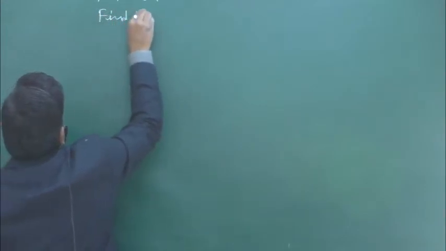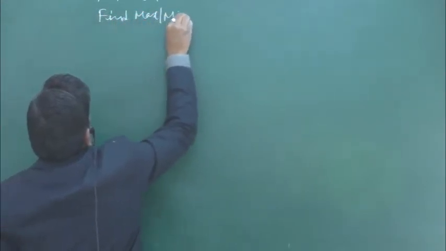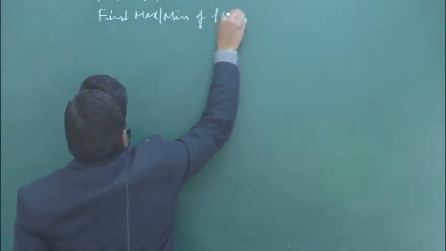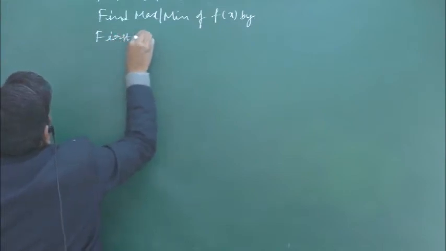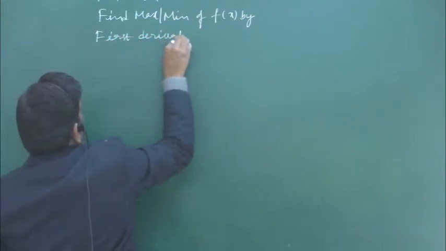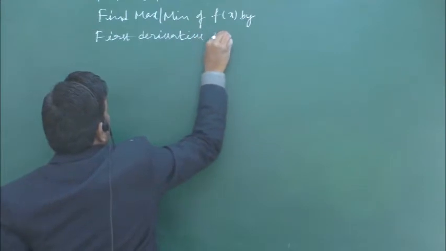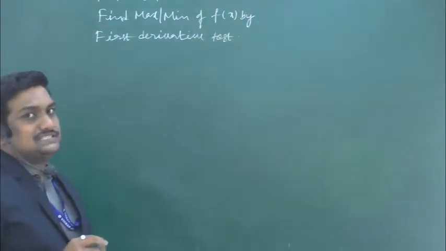Find the maximum or minimum of f of x by using the first derivative test. Okay. Now let us start by finding the critical value. Find the derivative. It is 2x plus 2 equated to 0. The x value is minus 1. So we can say minus 1 is the critical value.